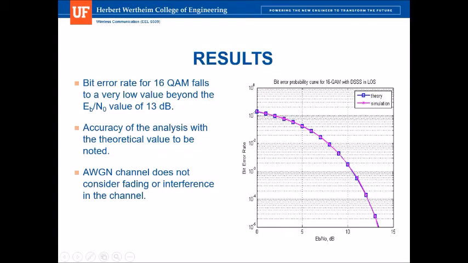So these are the results. So the first graph shows the bit error probability for 16 QAM in theory and when it is simulated. So you can see that it is more or less similar. It follows the theoretical calculation because there is no fading or interference or anything. So bit error rate falls to a very low value beyond 13 dB, which is as expected theoretically. So the analysis is very accurate with the theoretical value.